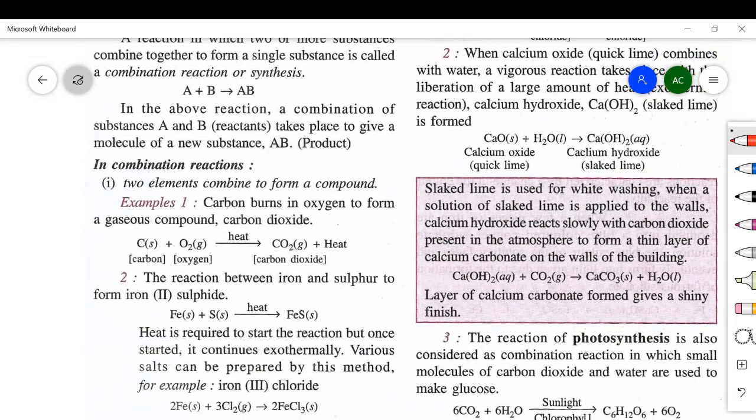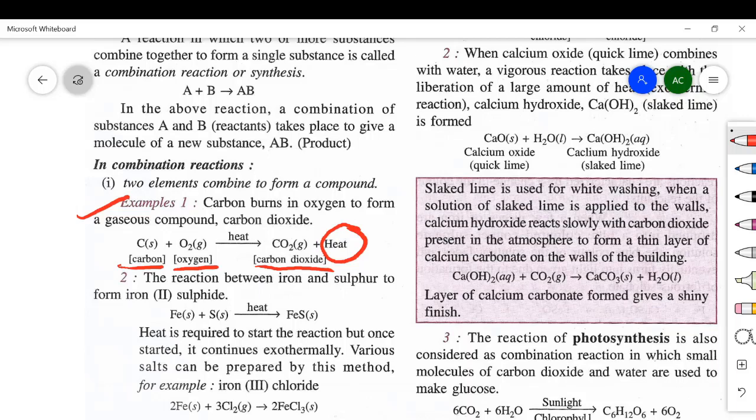Look at the first example. Carbon burns in oxygen to form a gaseous compound, carbon dioxide. So carbon is a solid. It combines with a gas known as oxygen, and it will give you a compound known as carbon dioxide, and heat is released. Okay, heat is released. The concept of heat we'll study further in this chapter only, when we'll study exothermic and endothermic reactions.